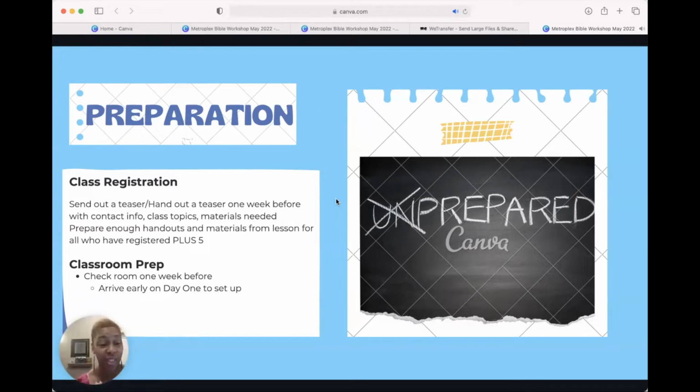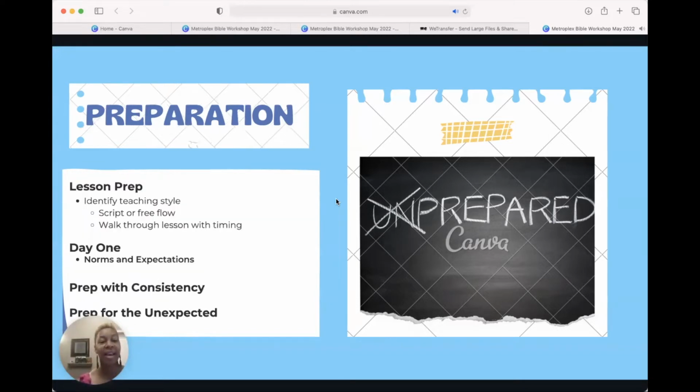Do you need extra chairs? Do you have enough based on the class registration that you used before? So all of these things will help you. And this is all stuff that is done before you even start class. So being prepared ahead of time.